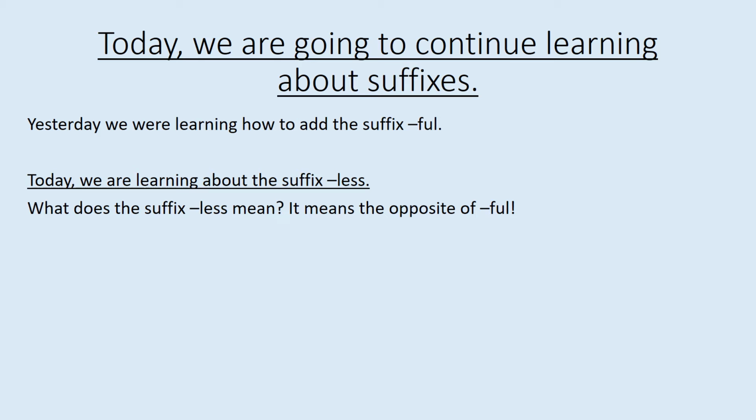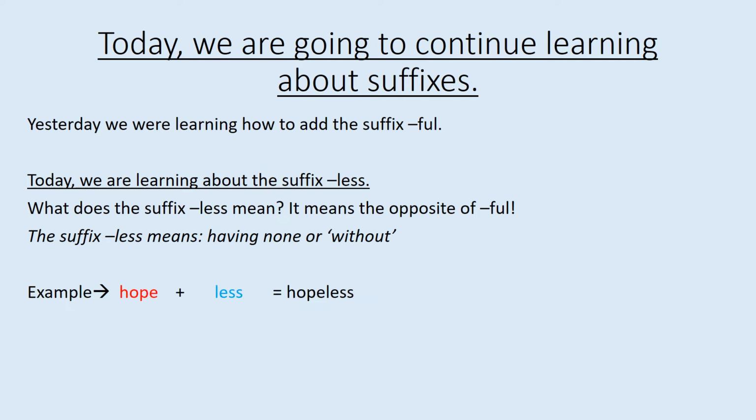Now, what does the suffix less mean? Well, it means the opposite of full. So it's the opposite of the suffix that we were doing yesterday. So less means having none or without. So not having anything, basically. So here's an example. If we have the root word hope and we add our suffix less onto the end, it becomes hopeless. Okay, so if you had a lot of hope, but then something happened, you might feel a bit hopeless. So it means that you might not have a lot of hope.